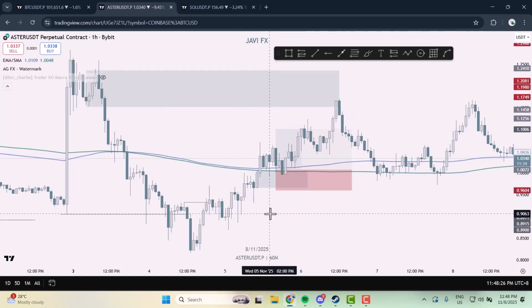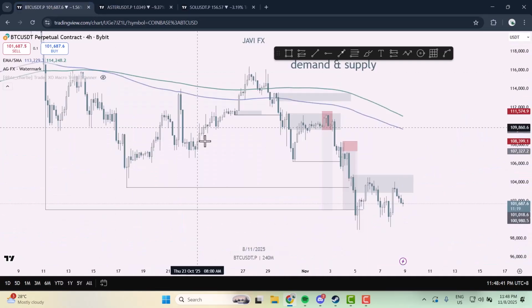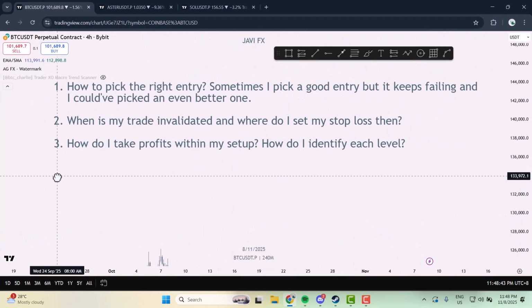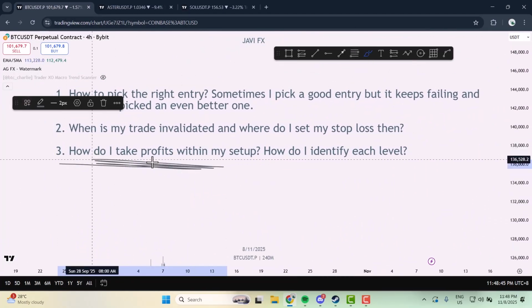All right. Now you can tell me, aren't we bearish? Yes, we are. And didn't we identify a supply zone? Yes, we did. Now, to answer, how do I take profits?